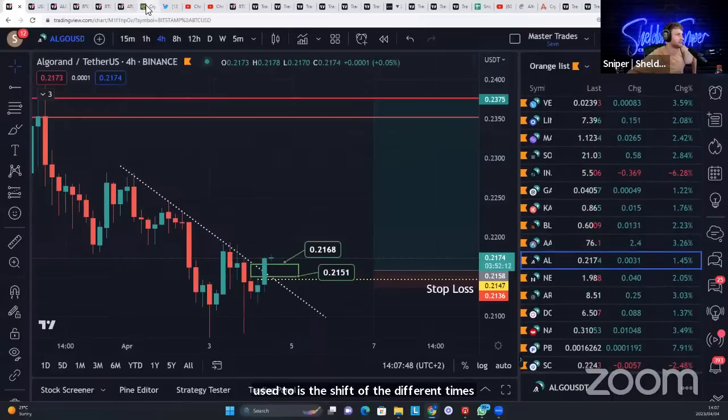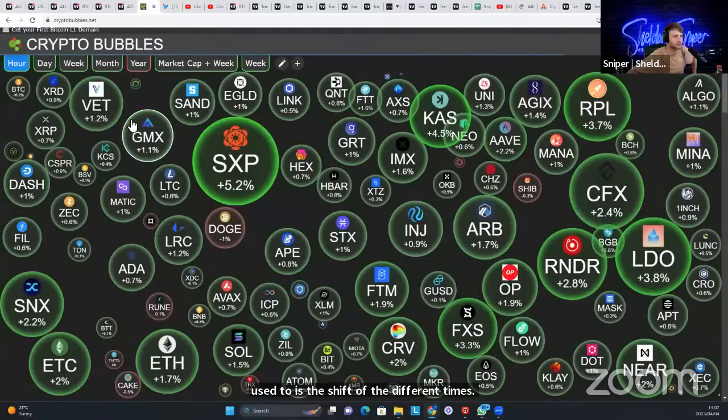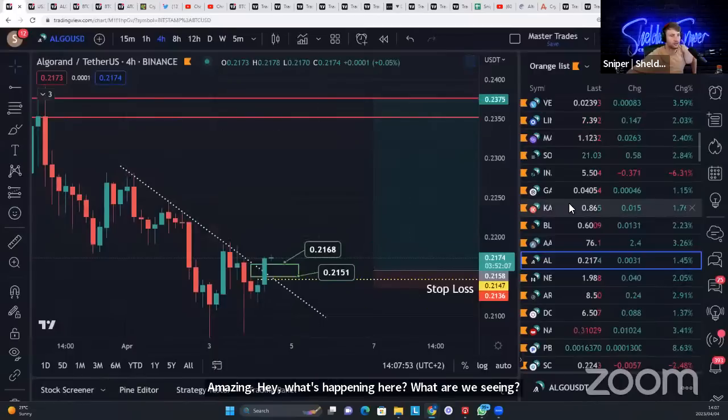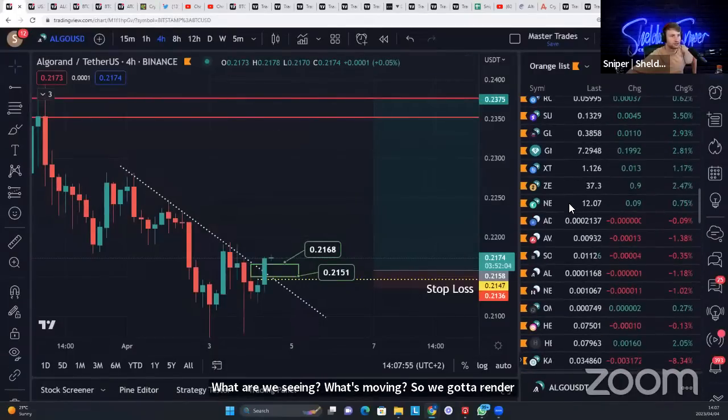Amazing. Okay, what's happening here? What are we seeing? What's moving? So we've got Render waking up. Let's have a look at Render.